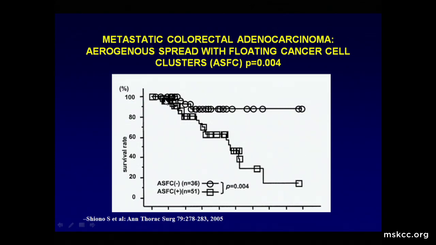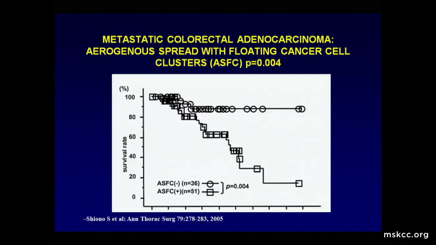David and the colon cancer people had identified this in lung metastasis to be a prognostic factor long before we even thought about it in the lung. And this was called aerogenous spread with floating cancer cells. And here you can see worse prognosis in patients who had this pattern.